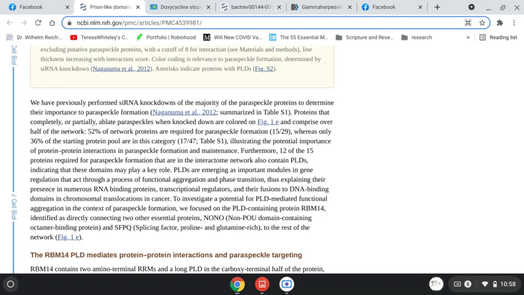focused on the prion-like domain containing protein RBM14, identified as directly connecting two other essential proteins, NONO, the non-POU domain containing octamer binding protein, and SFPQ, the splicing factor proline glutamine rich, to the rest of the network.